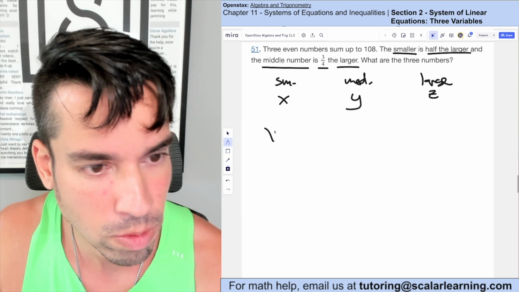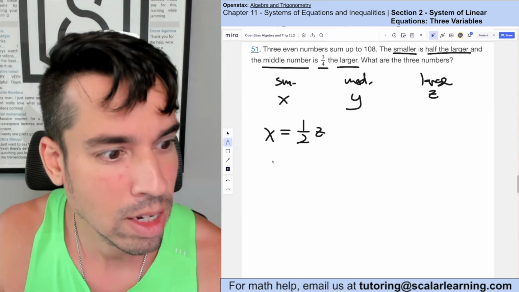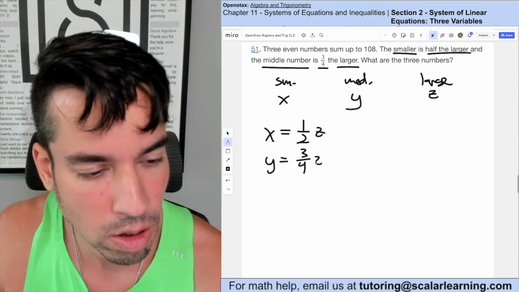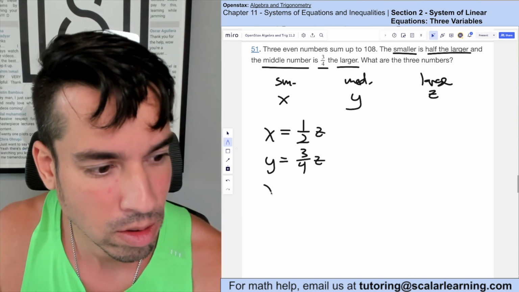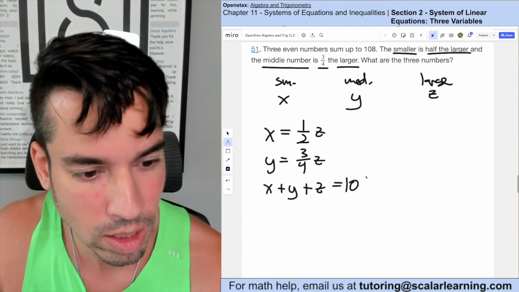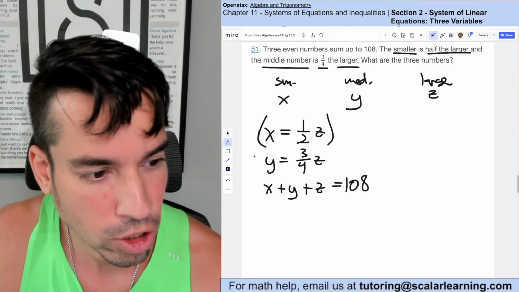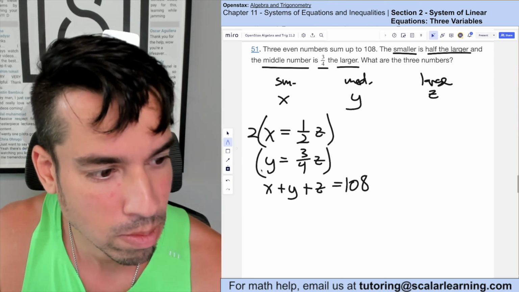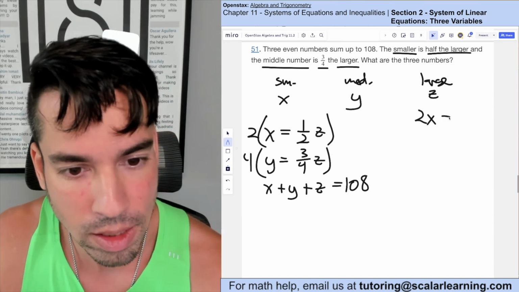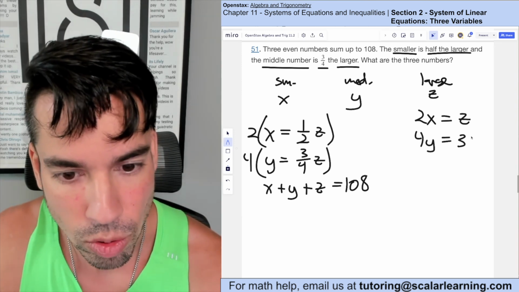So it says the smaller is half the large. And then it says the middle is 3/4 of the large. And last but not least, the three together add up to 108. So now I got my triple system. Now the first thing I'm going to do is clear these fractions out. So I'm going to multiply the top one by 2, the bottom one by 4. So now we have 2x is equal to z, and then we got 4y is equal to 3z.